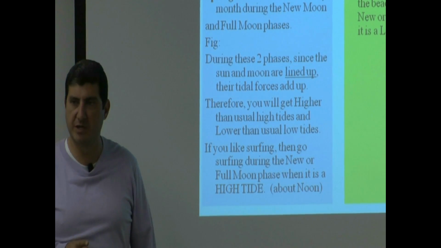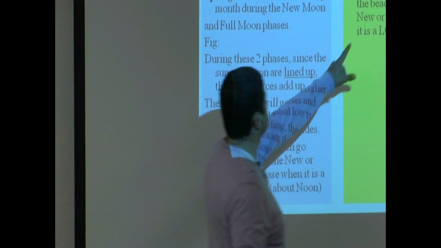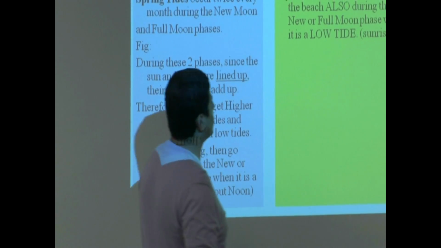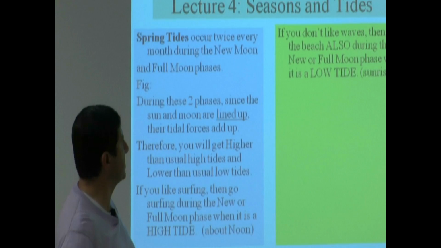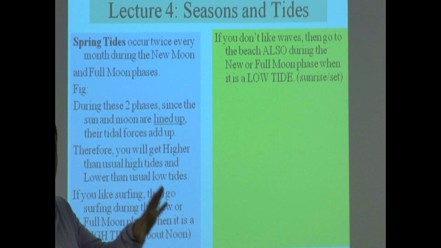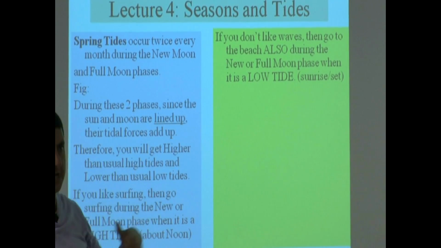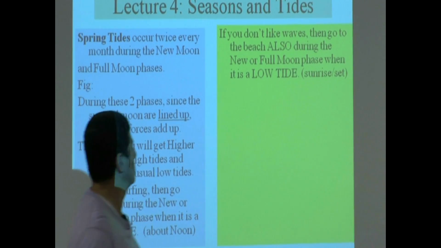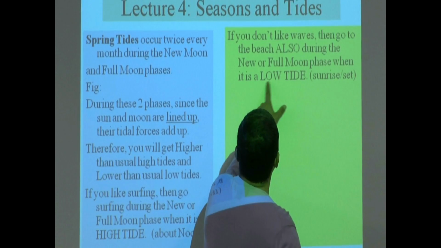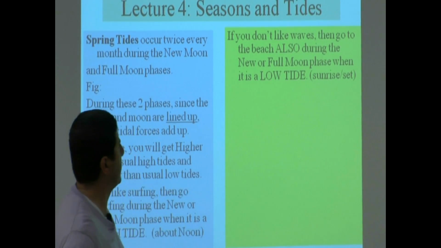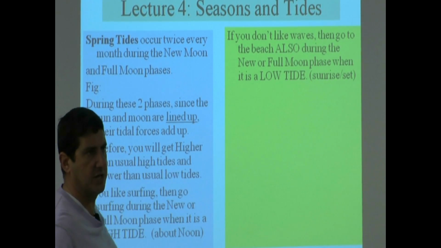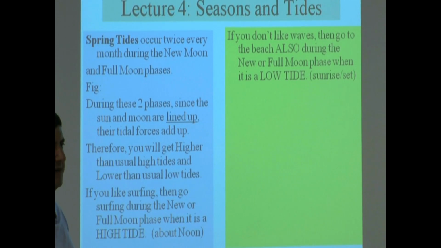They like more calmer waves, right? So take your friend, then go to the beach also during the new moon or full moon phase, except they don't want to go in the water when the high tide is coming. Just wait about 6 hours. When the low tide comes, it will be a calm low tide. So about sunrise or sunset, the low tide will come, and they should be fine. It should be pretty calm.